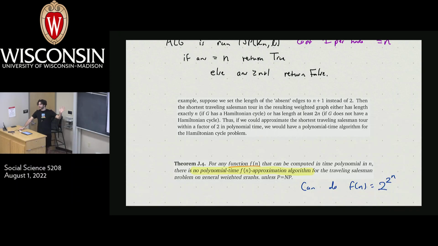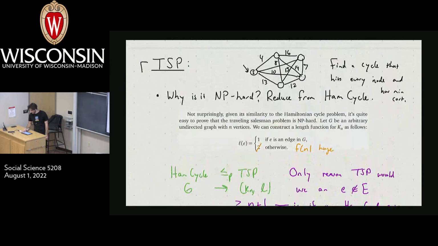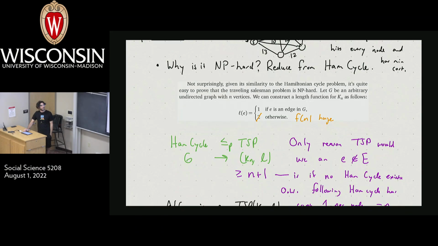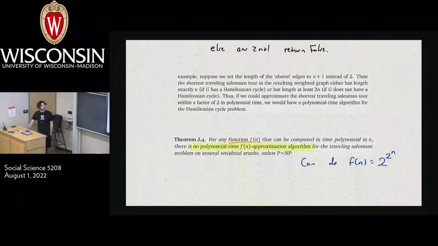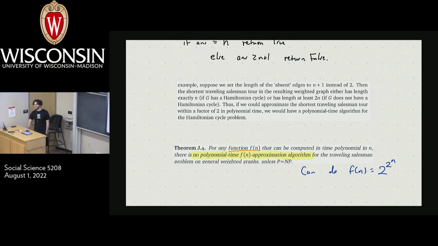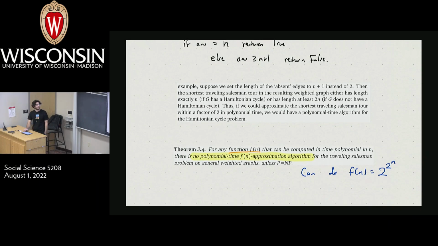So forget about a constant, right? Forget about log n. You can't even do 2 to the n. So this problem is so unbelievably hard. It's just crazy. And yet people want to solve this all the time. Like, this is a problem we see in everyday life. And yet it's just basically unsolvable. So what do we do? If the problem can't even be approximated, what should we do?